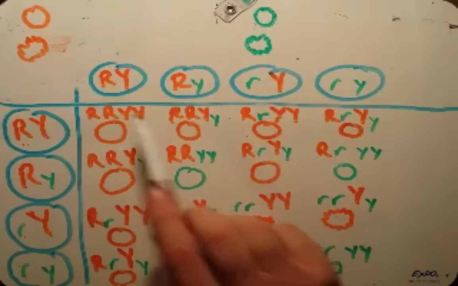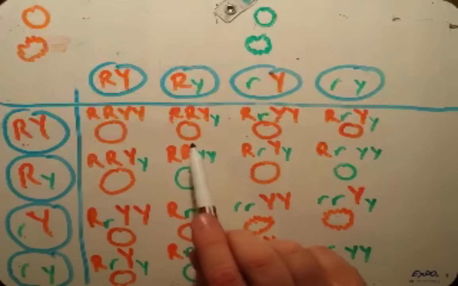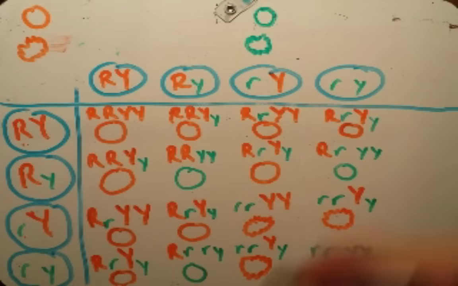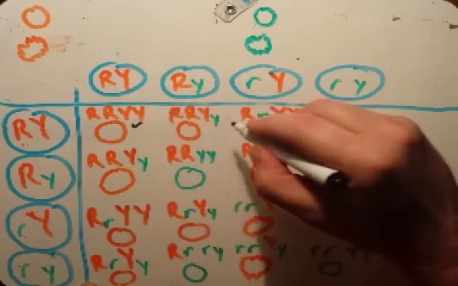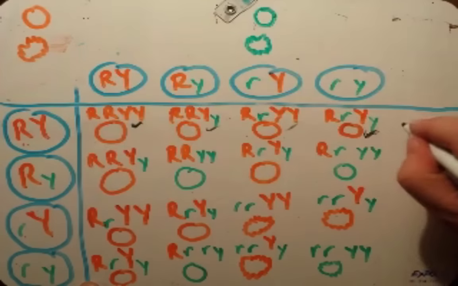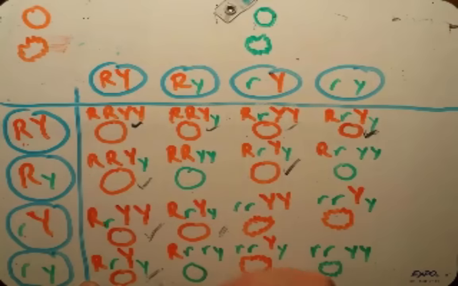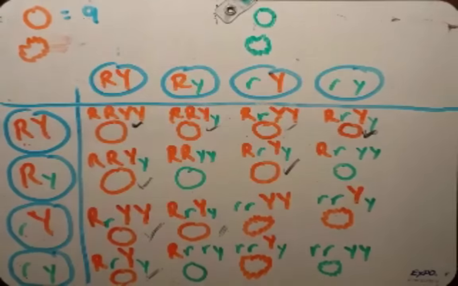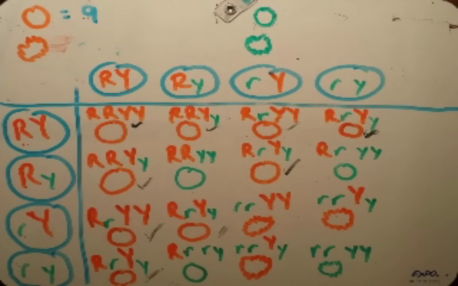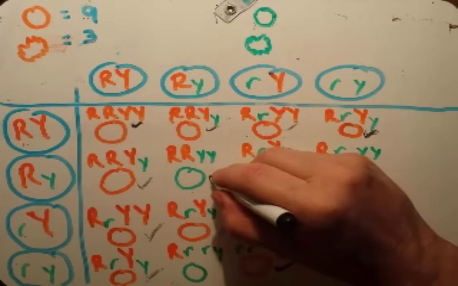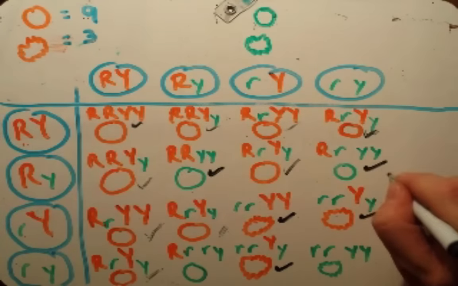Now what we need to do is go through here and count each of the ones we have. So we have one for the round yellow. In fact, I think it's best to make a little check mark by each of these so you don't forget that you already counted them. So you have 1 here, 2, 3, 4, 5, 6, 7, 8, 9. So we have 9 of the round yellow. Now let's go back through and count the wrinkled yellow. We have 1, 2, 3. We write 3 here. And then we have the round green. We have 1 here, 1 here, 1 here, and 1 here.